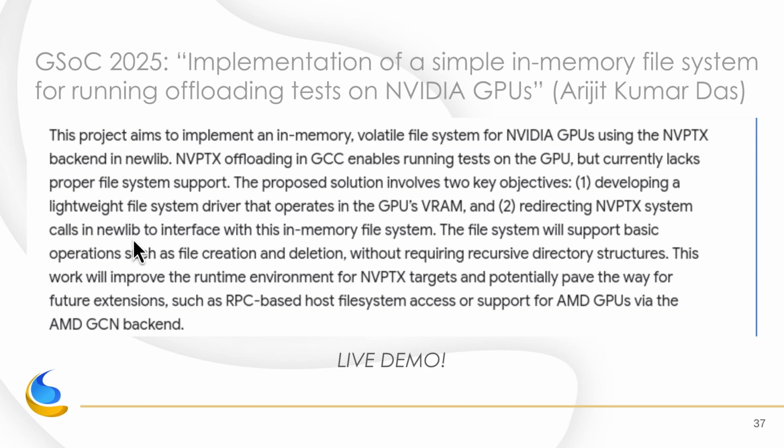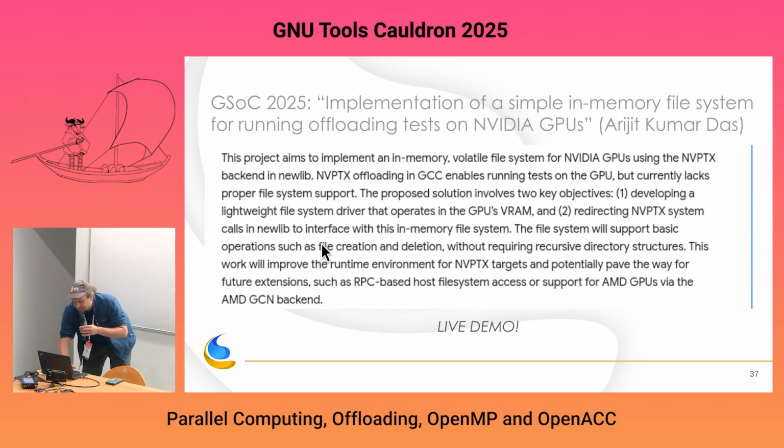We use newlib as the C library for the GPU offload targets. Newlib typically interfaces using system calls with whatever kernel there is. On a GPU, we don't have a kernel. It's basically a bare metal system in that regard, so we have to implement something. One idea was that this might pave the way to have an actual RPC-based interface to the host, so that on the GPU you can read files from the host. We're leaving that for later, just doing the simple thing first.